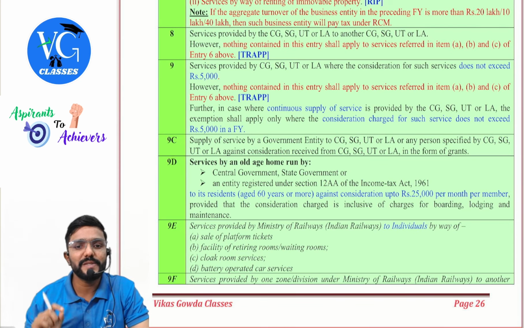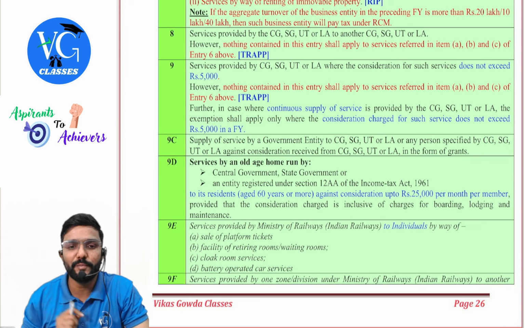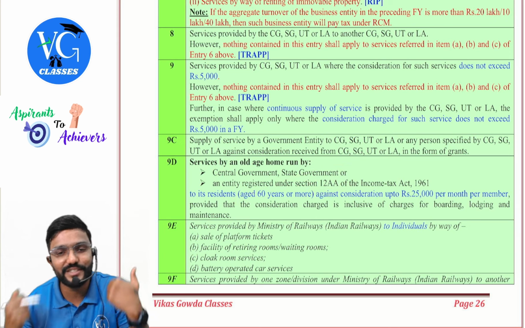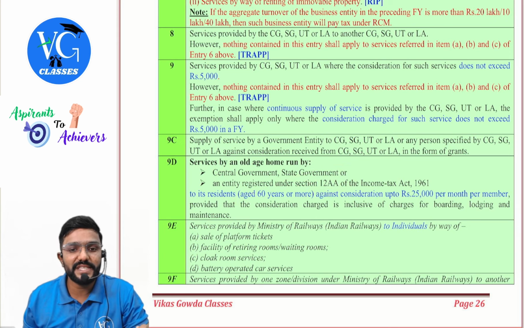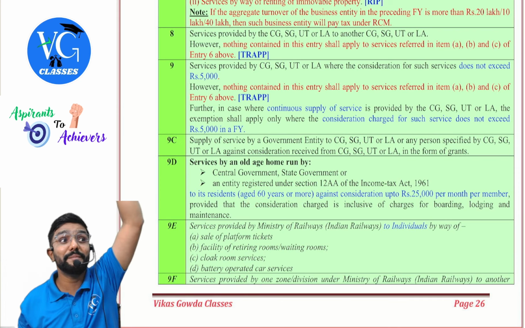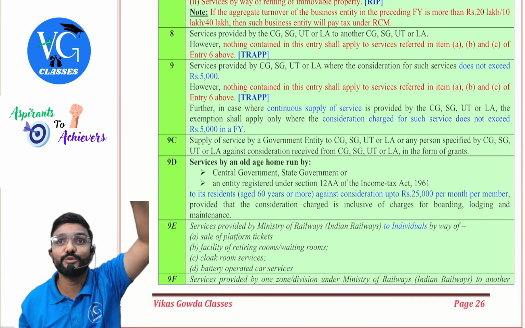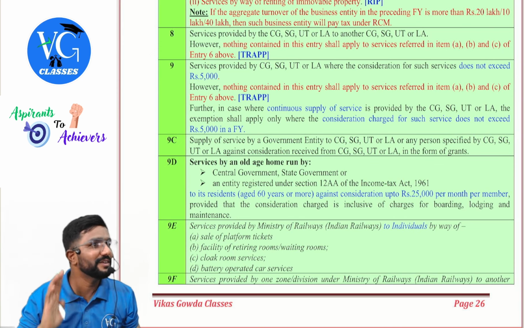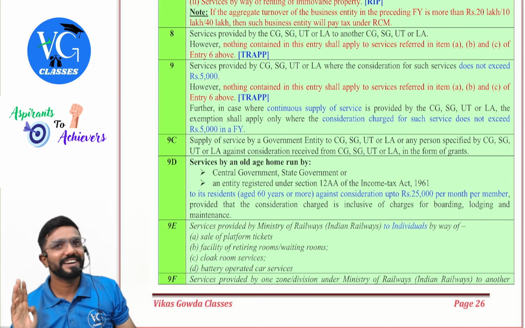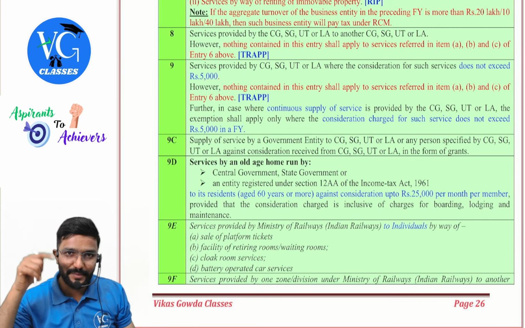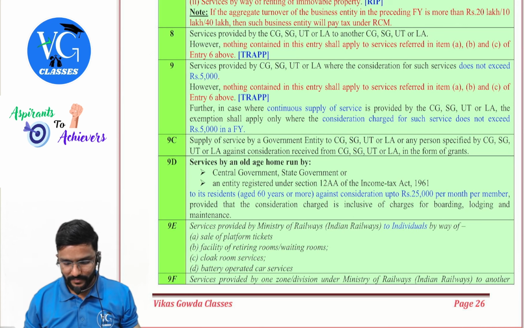9D. Services by an old age home run by central government or state government or an entity registered under section 12AA. Oh, they are also covered here? Yes. To its residents aged 60 or more years. There it was 65, I mentioned it. I know students will get confused. Sir, 65 or 60? So please be careful. As per that entry, it is 65 only, whereas as per this entry, it is 60.